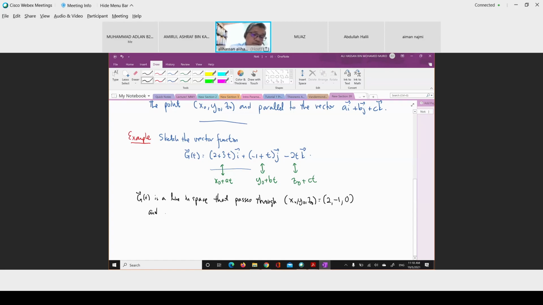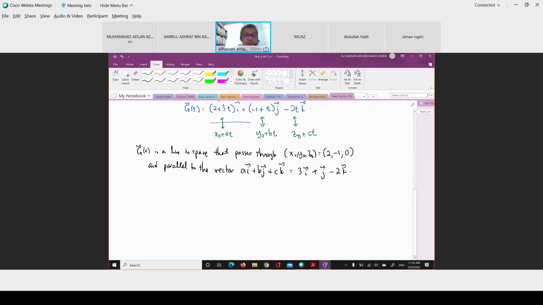And it is parallel to the vector ai plus bj plus ck. If you make the comparison, a is equal to 3, b is equal to 1, and c is equal to minus 2, that is, minus 2k. So now we have enough information to sketch the vector function g.